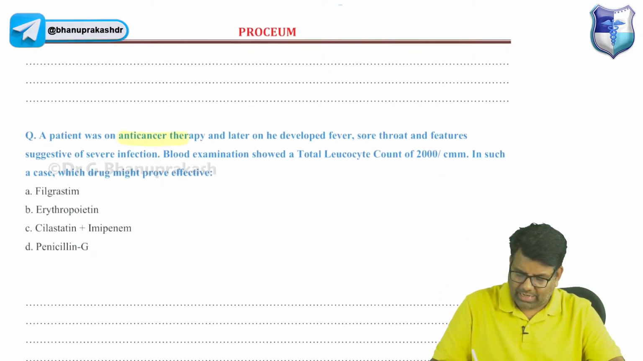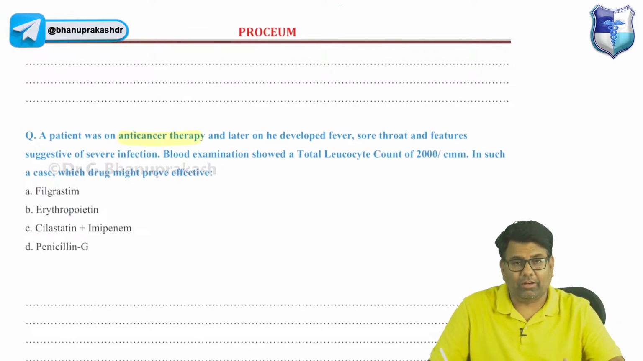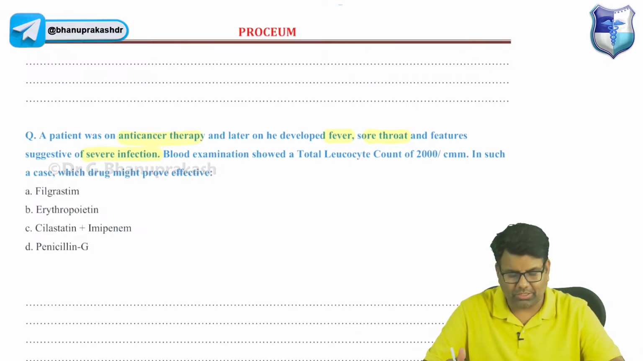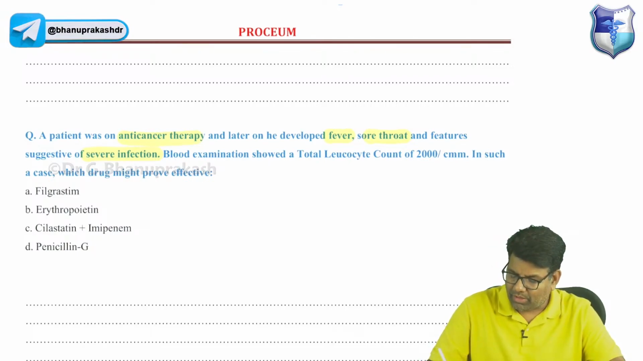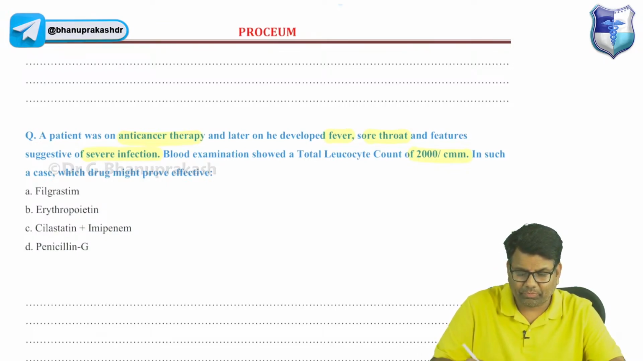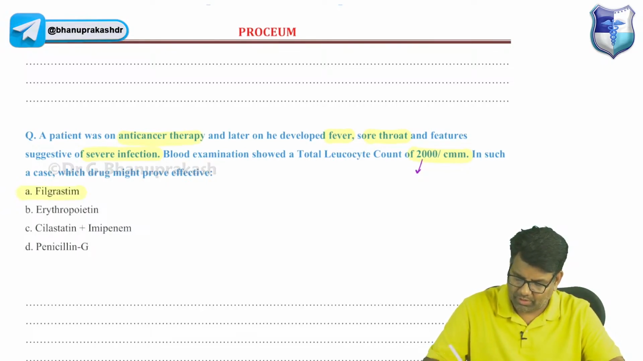A patient was on anti-cancer chemotherapy, but later on he developed fever, sore throat, and presentation suggestive of severe infection. When we did TLC, we found that TLC was only 2000 per cubic millimeter. So what drug can be given now? Yes, this is filgrastim. So you can see this is an infection of neutropenia.